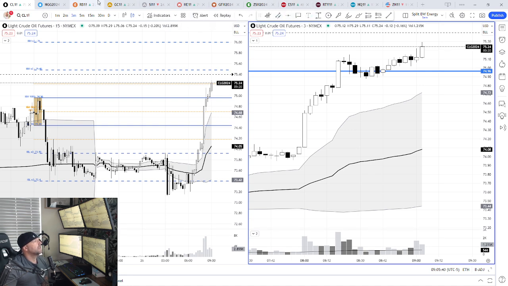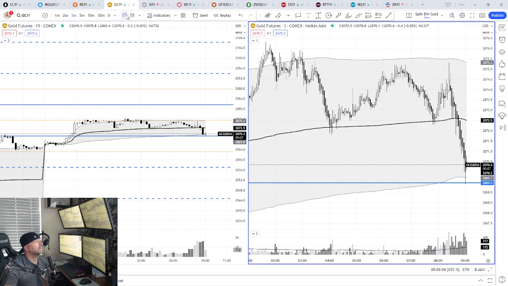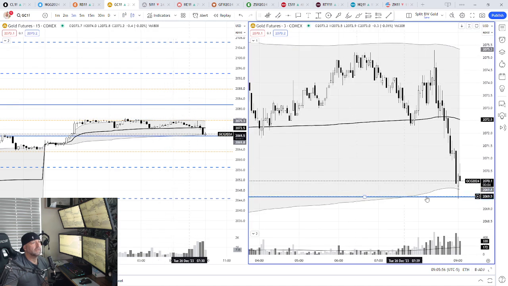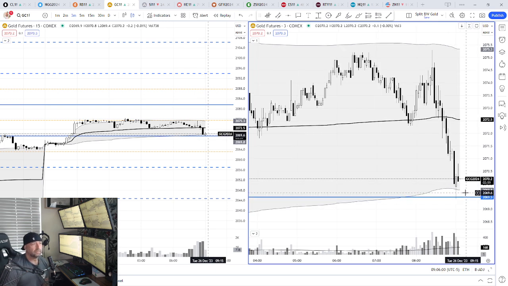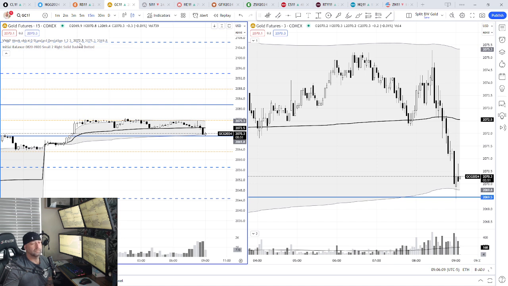Let's see what we're doing. Gold. Gold bounced off the initial balance low and value area low in the session. It's interesting. Would have been a good trade there. Looks like it might go down and retest it.